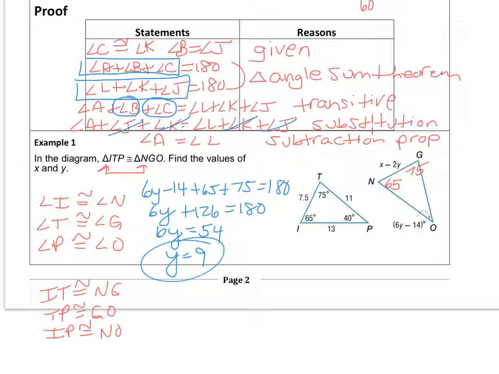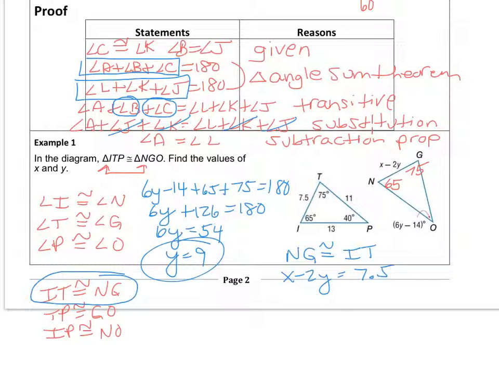So let's take a look at where our algebraic expression is. It's in here for NG. So NG is in this statement here. NG is congruent to IT. So let's go ahead and write that. We've got NG is congruent to IT, and that is 7 5/10. We've got x minus 2y equals 7 5/10.